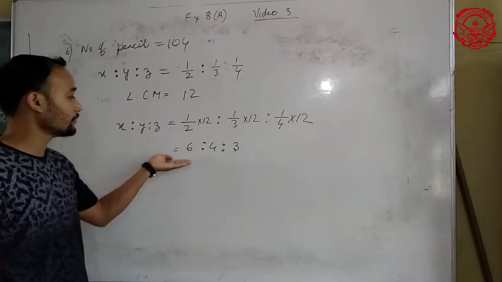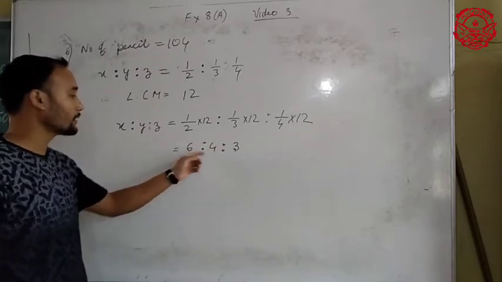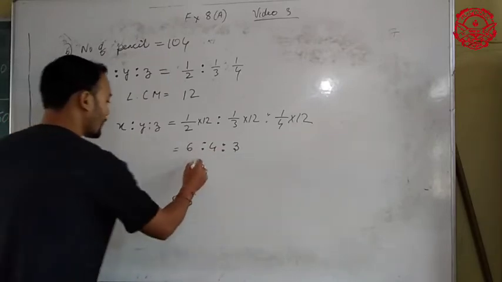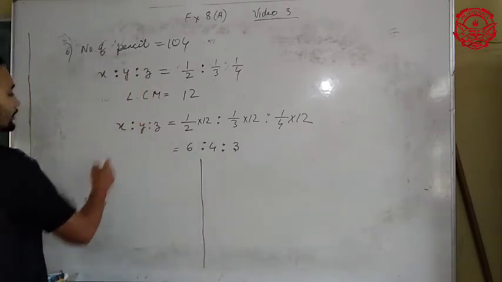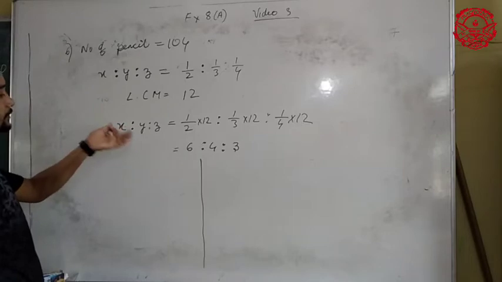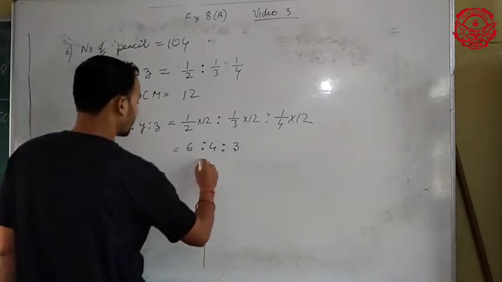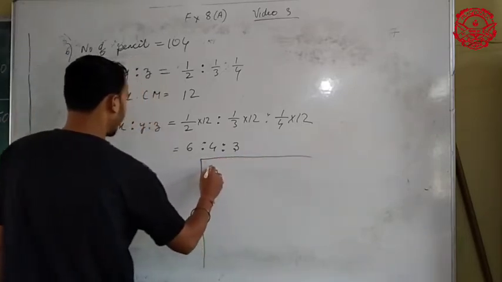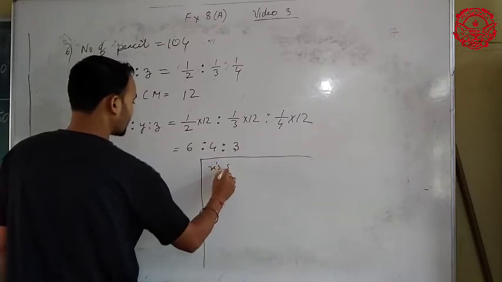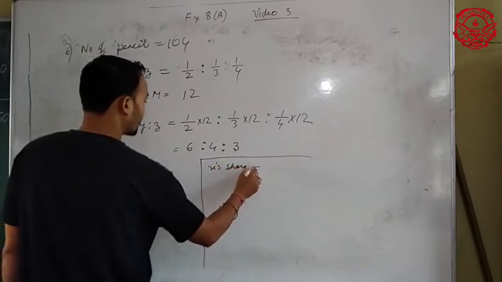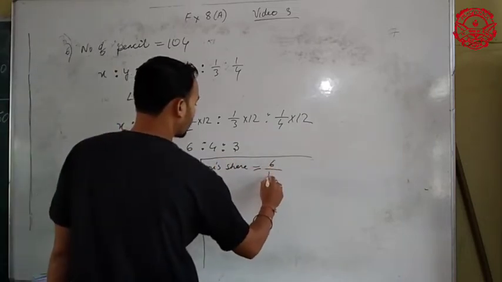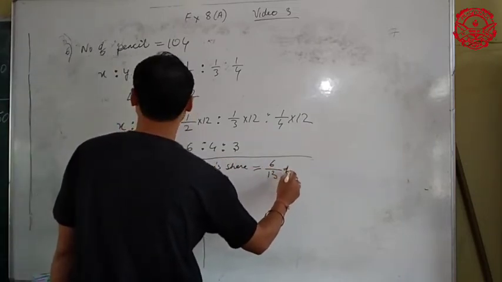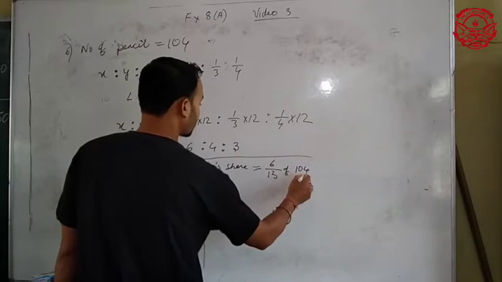The other method says add this total: 6, 4, 3, which is 13. And simply take the share of X, share of Y, and share of Z. I am showing in this part. How much will be X share? Total will be 13. 6/13 of how much? Total number of pencils, 102.